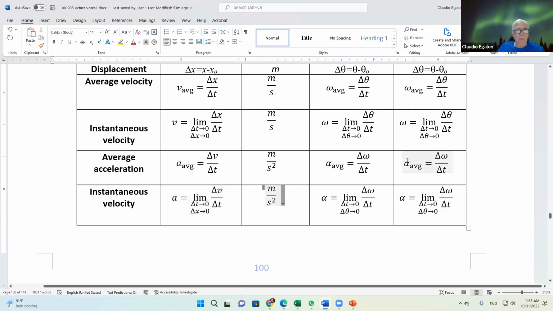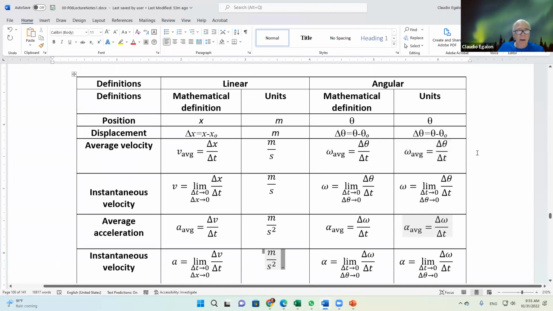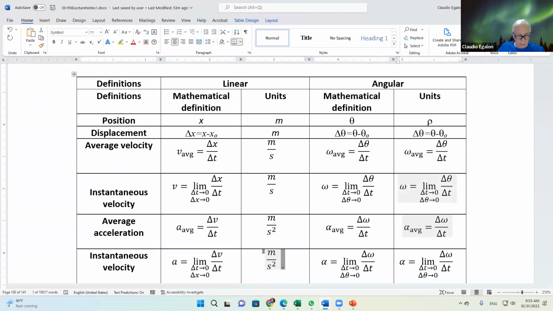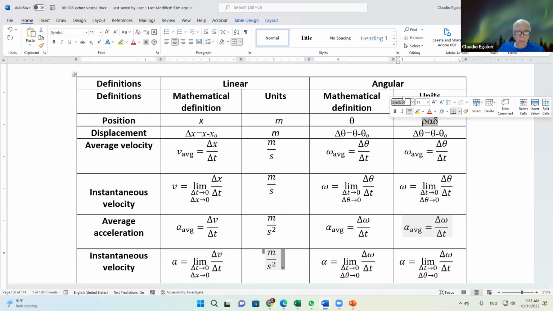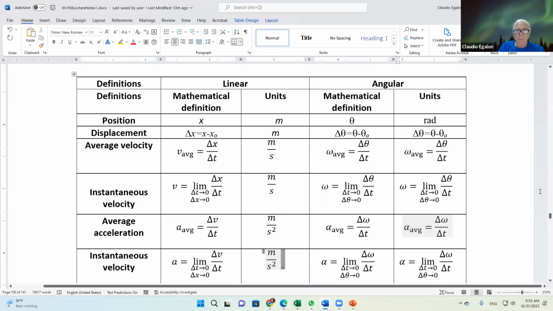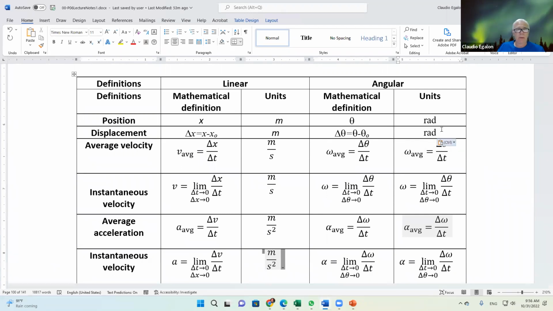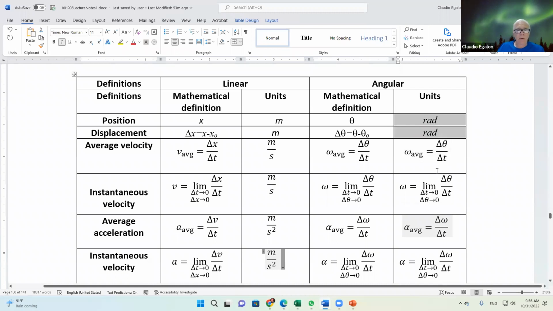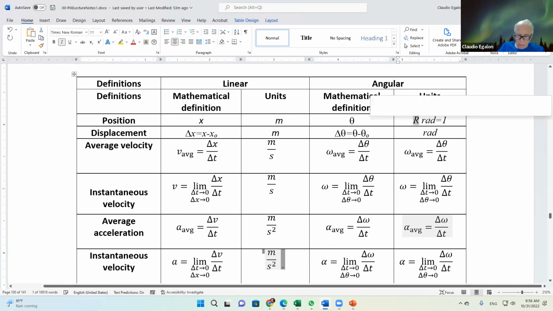Okay. And what about the units for the angular quantities? The unit for the angular quantity is the radian, right? That we write down as rad. Here too is going to be the radian because it's a displacement. Italicize them to make it look nice. Don't forget the radian is in reality a unitless unit, okay? Because it's going to be length divided by length. That's where radians comes from.